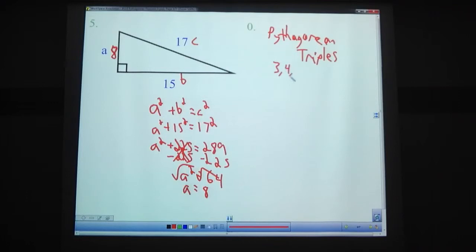First one, this was in the warm-up, 3, 4, 5. Second one, this was in the lesson last time, the problem that we had with the ladder and the bushes and all that. 5, 12, 13. Third one we haven't learned yet. The fourth one is actually 8, 15, 17. I kind of went out of order on this for some reason. Not sure why, but I did. I felt like this triangle looked more like an 8, 15, 17 than the other one. We'll talk more about those in a little bit.